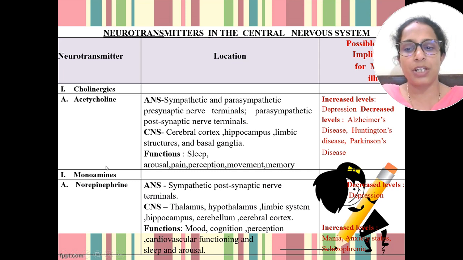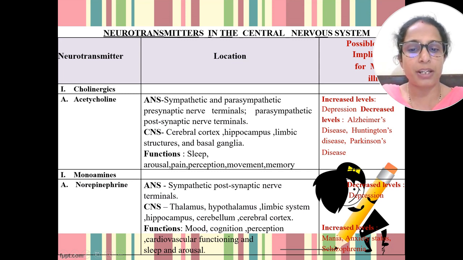Next we are moving to norepinephrine under the classification of monoamines. Norepinephrine is in the autonomic nervous system, present in the sympathetic postsynaptic nerve terminal. And in the central nervous system, it is in the thalamus, hypothalamus, limbic system, hippocampus, cerebellum and cerebral cortex.